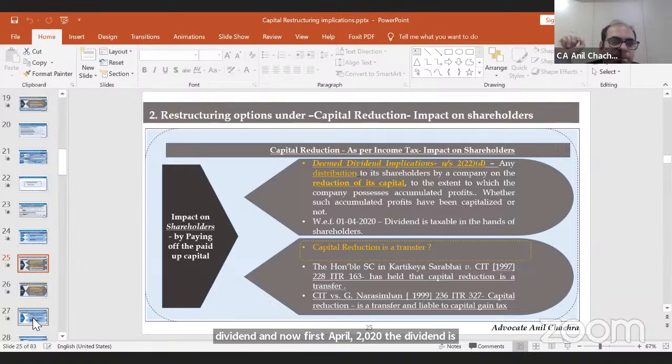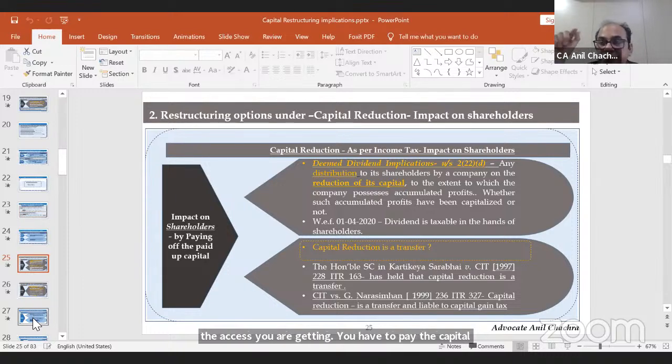Now the question is whether, by way of capital reduction, if you are getting cash or something as a shareholder, it will be treated as a transfer. Yes, the answer is yes. The Honorable Supreme Court in the Kartikeya Sarabhai case, a landmark judgment, specified that capital reduction is a transfer and you have to pay capital gains tax on it. Further, it is confirmed in the G. Narasimhan case as well. Capital reduction is a transfer and is liable to capital gains tax. The first thing is that you have to pay tax on the dividend, and on whatever excess you are getting, you have to pay the capital gains tax.